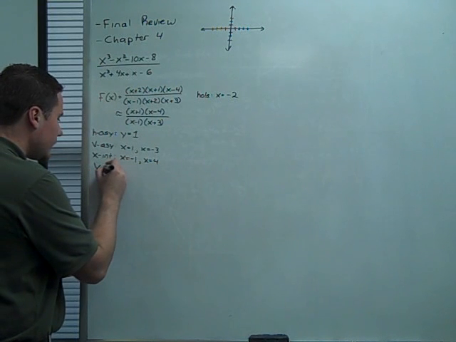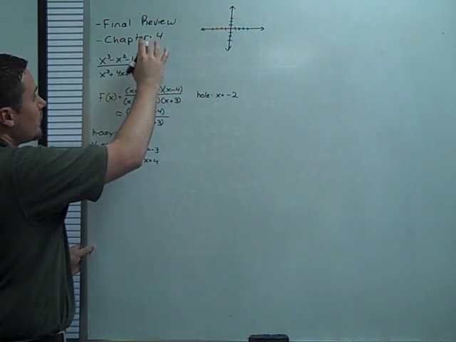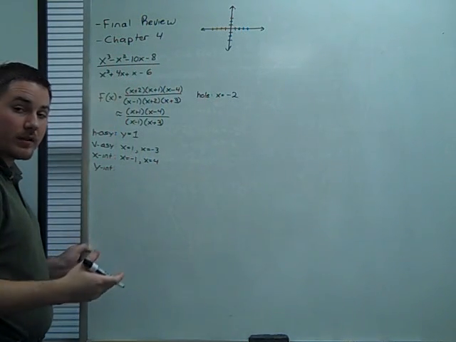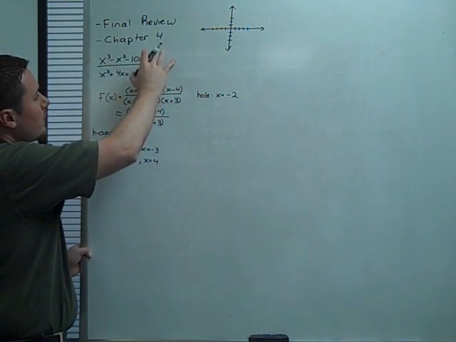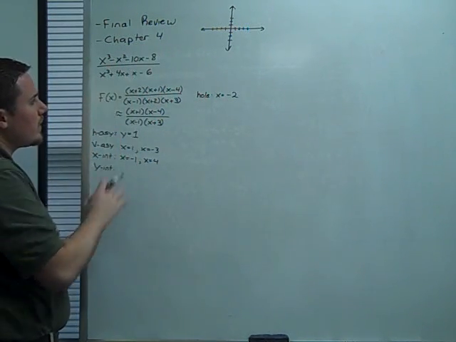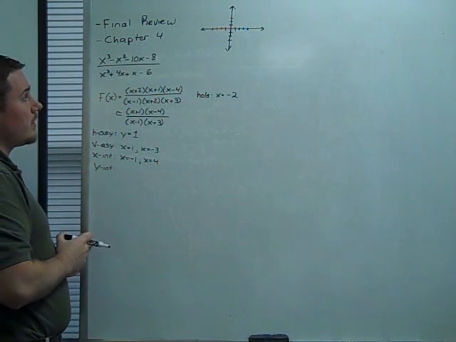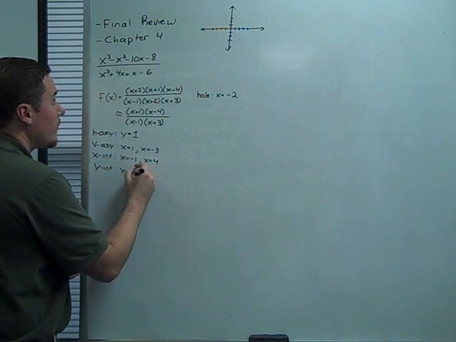Finally, for the y-intercept, we just take the original. Imagine all of these x's being 0, because that's what a y-intercept is. It's where x is 0. So all of these x's are 0, and we're just left with negative 8 over negative 6. And that will give us, reduced, y equals 4/3.